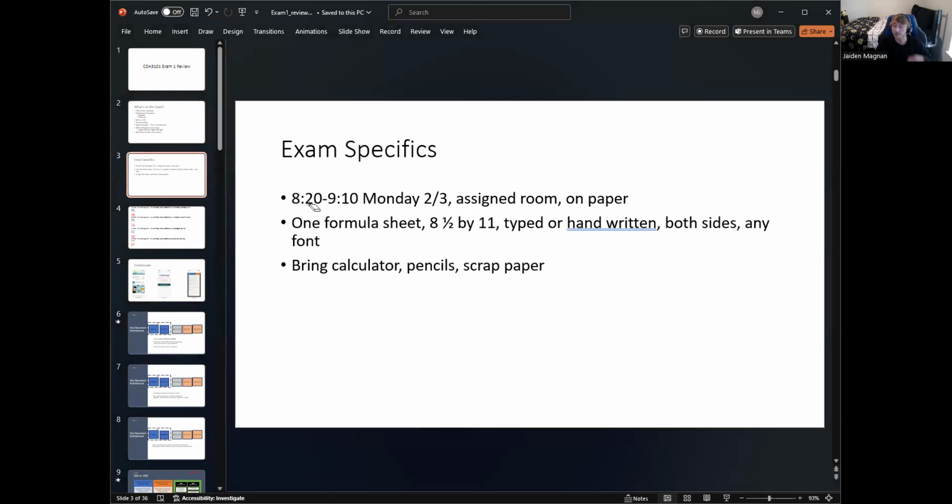For the exam specifics, it'll be 8:20 to 9:10 Monday, February 3rd. You're allowed a formula sheet, typed or handwritten, both sides, any font, anything you want can go on there. You can have one of those, and make sure you have your calculator, and that it's charged, plus pencils, scrap paper, pens, anything you would need. Make sure you bring it. This is Monday, so put it in your calendar and don't forget.